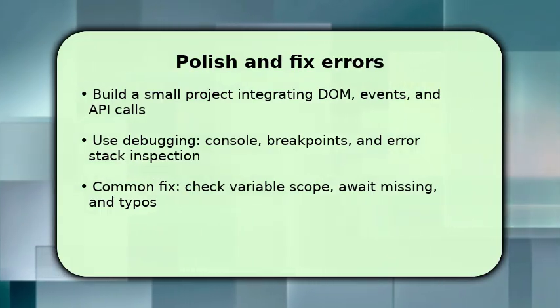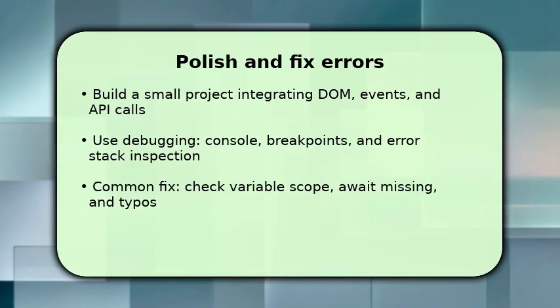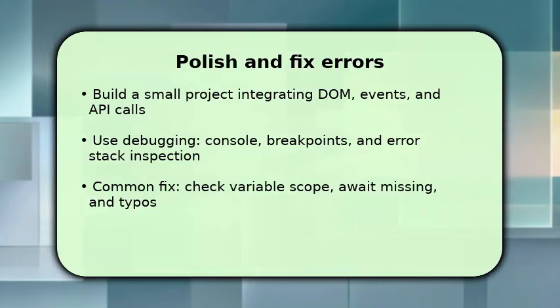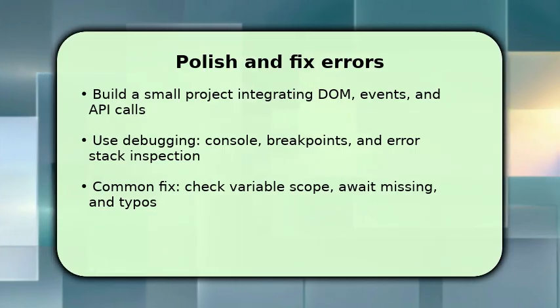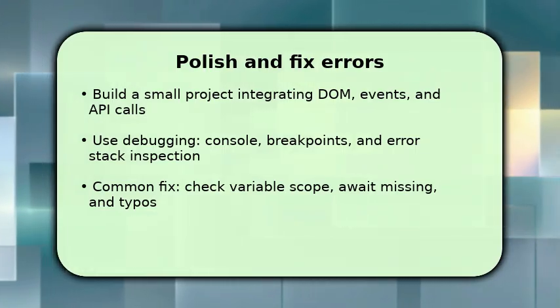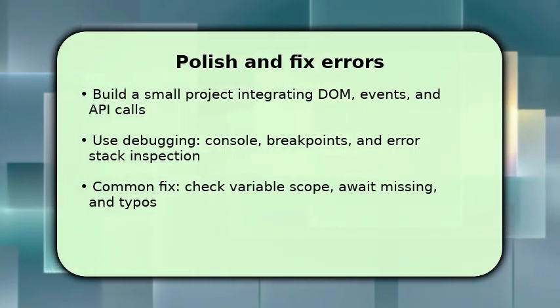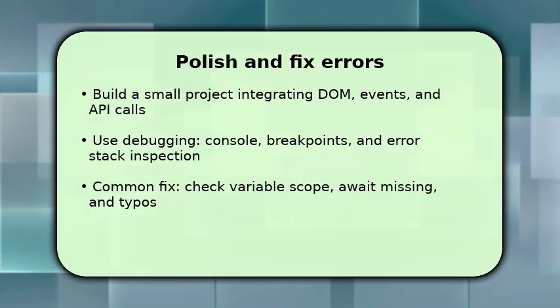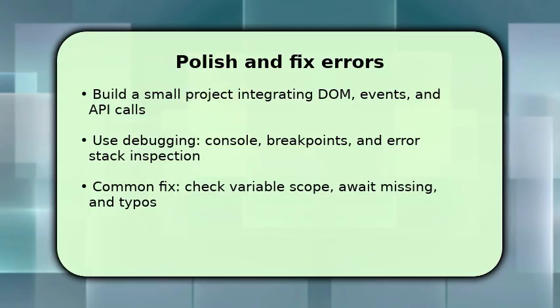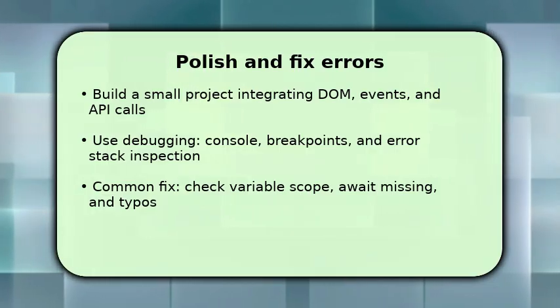Once the project runs, debug systematically. Use console logs for quick checks, set breakpoints to inspect state, and read error stacks to find the root cause. If something breaks, first check variable scope and missing await calls, then simple typos. A single misplaced semicolon or closure bug usually explains most failures, so fix there first.